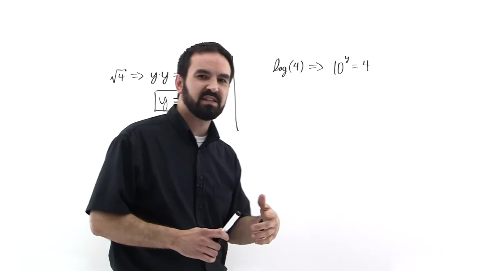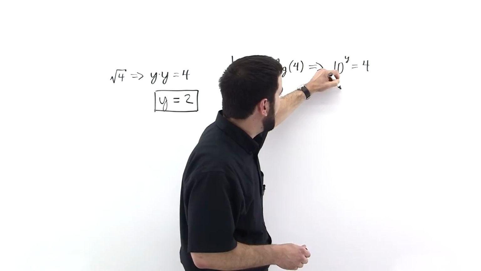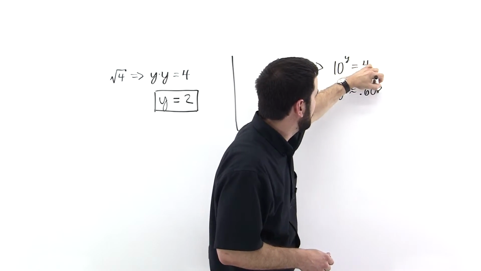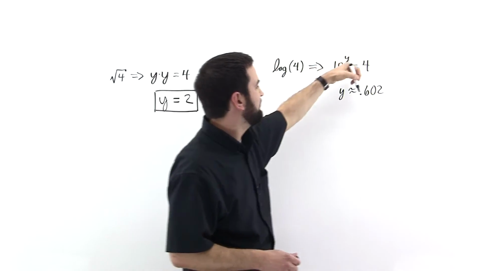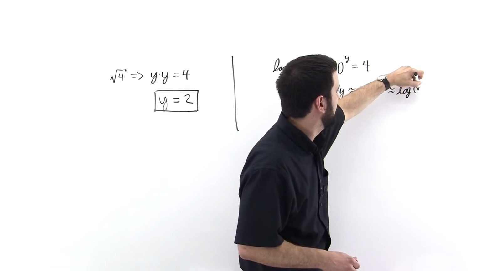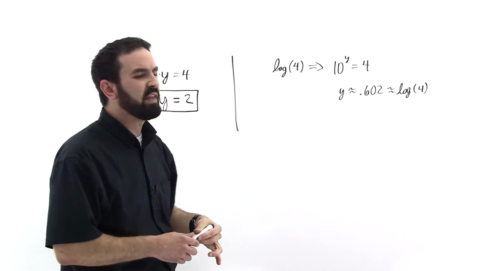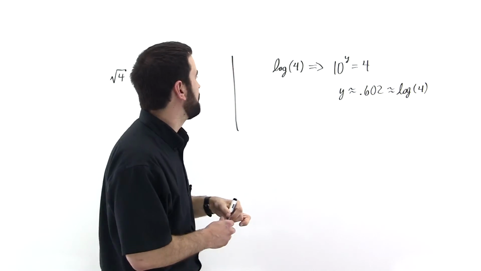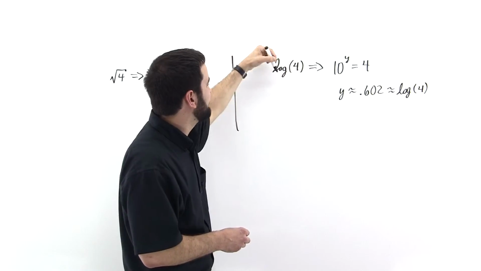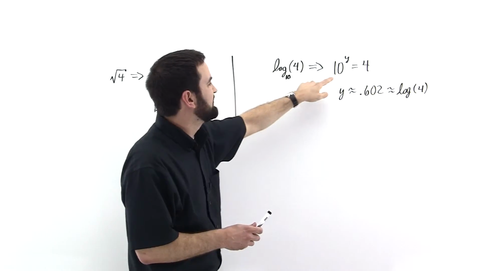And in fact, if we continue this iterative process, we will arrive at y is about equal to 0.602. And so this is equal to the log of 4. And that's all there is to logs, right? Now, one quick note is that whenever we write the log of 4 like this, it's understood that there's a 10 here, and that's why there's a 10 here.